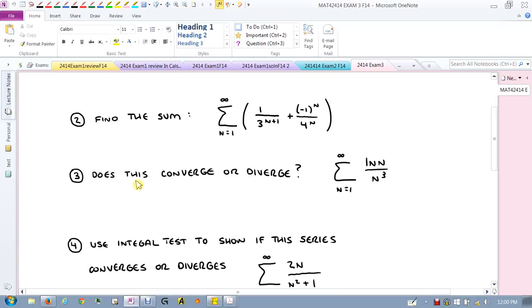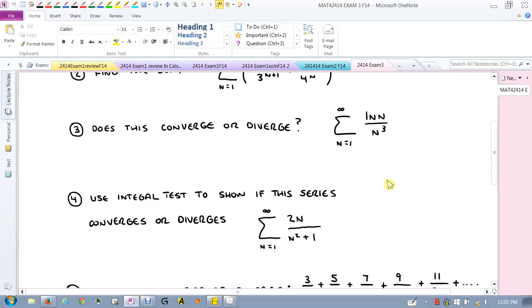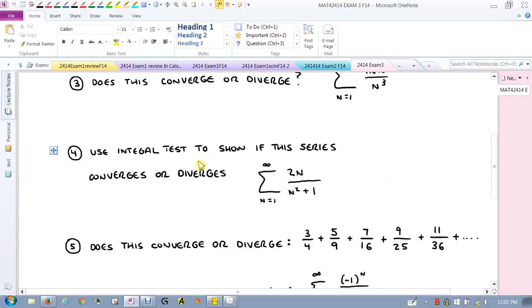Now, notice, does this converge or diverge? What do you do with that? That's the question you have to ask yourself. Are you going to use a comparison test, a limit comparison test, integral test? Use the integral test. Okay, so I did direct them to use the integral test. But if you were going to do this now, how would you do this if I didn't tell you to use the integral test? What would you use? Limit comparison or comparison, right? That would work out real clean.